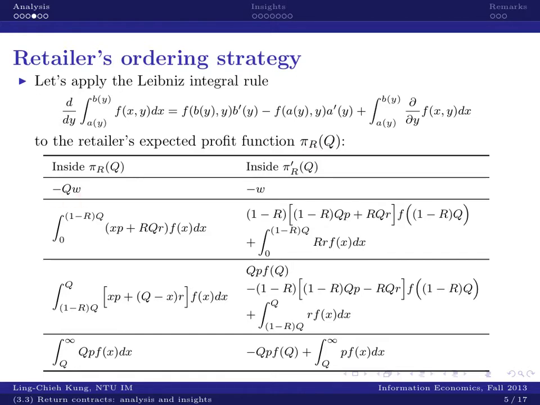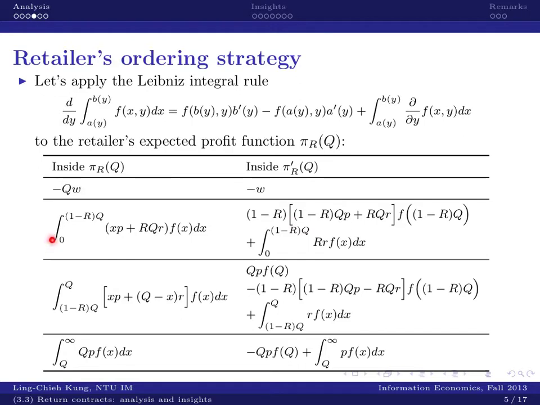Differentiating this over Q, we get this negative W. For the second part, we need to use the rule. We know there is an upper bound which is a function of Q. In this case, for the first term, we first plug this upper bound into the integral, into those x parts. That's how we get this. And then we need to differentiate the upper bound by Q and do a multiplication. This is how we get this guy.